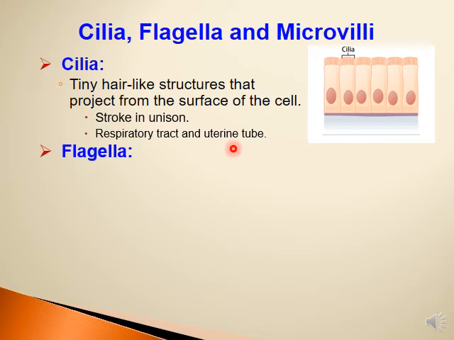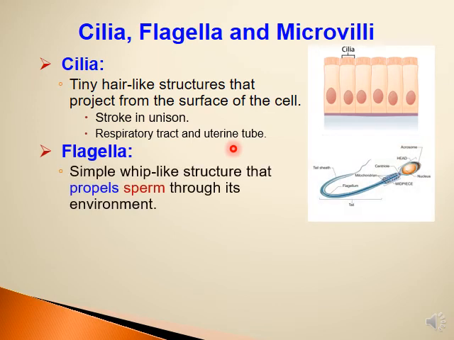Then we have the flagella. The flagella are simple whip-like structures that propel the sperm through its environment. This is a sperm or spermatozoon. It has a flagellum that beats and helps the sperm to reach the ovum and fertilize it in the ovarian duct or in the uterine tube.